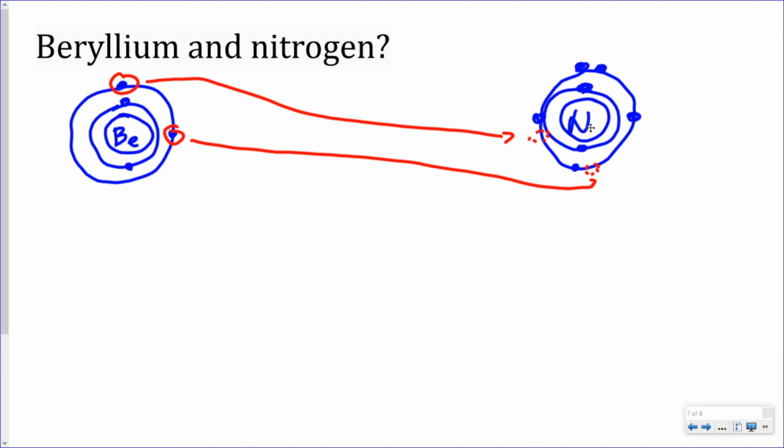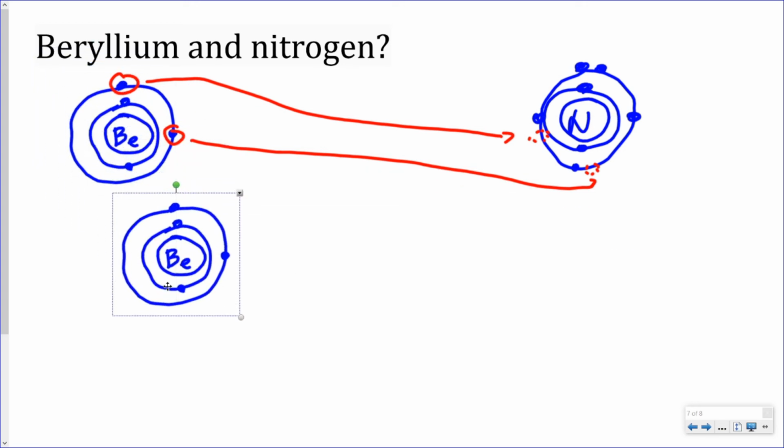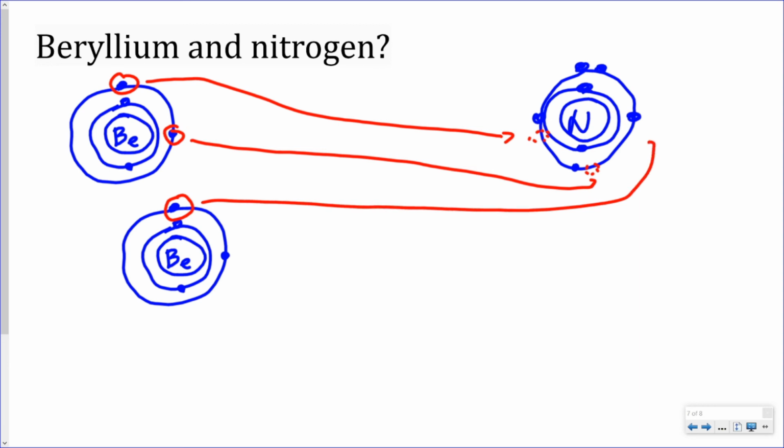What's the problem with nitrogen? Nitrogen still needs another one. So where is it going to get that from? It's going to get it from another beryllium. So let's see. We've got a second beryllium. So now beryllium has an extra electron to give nitrogen. We're all good, right? Wrong.